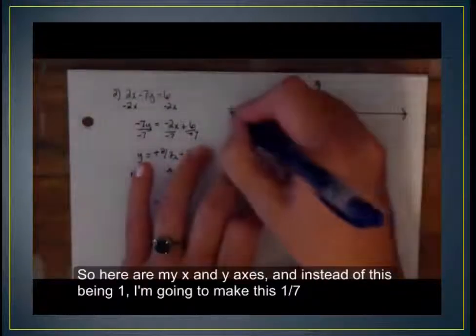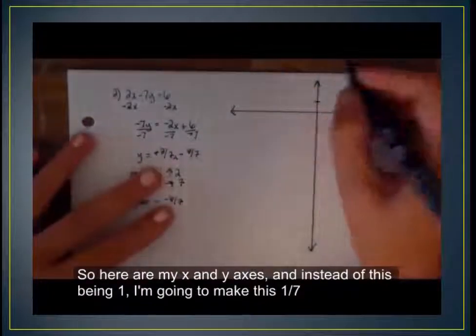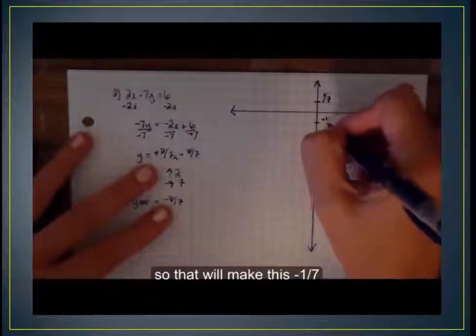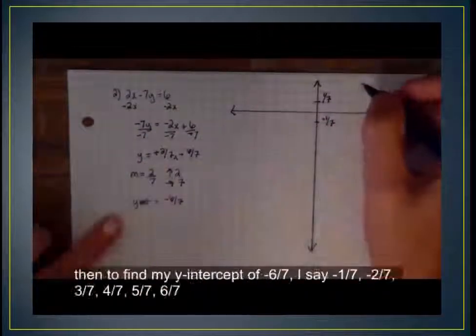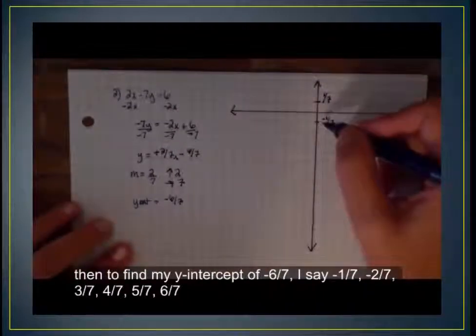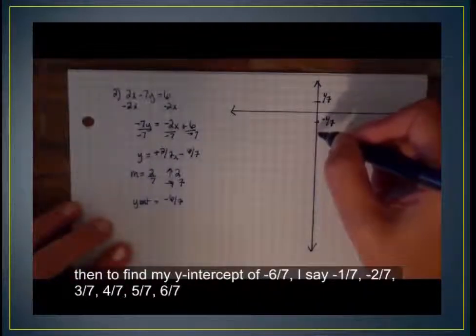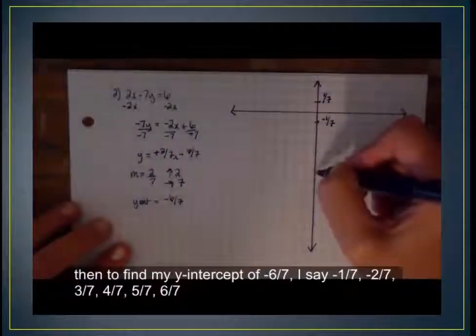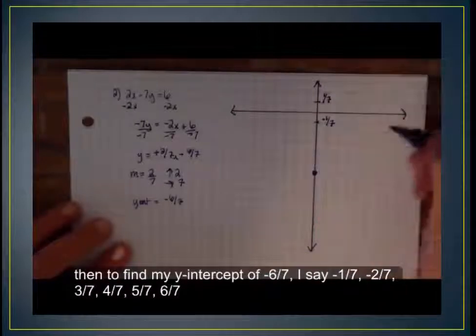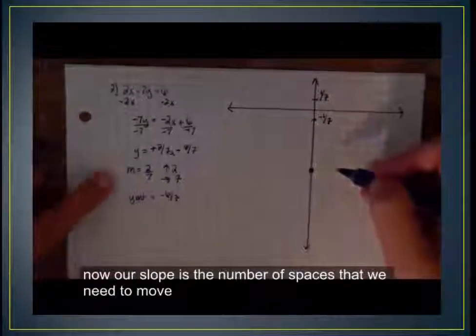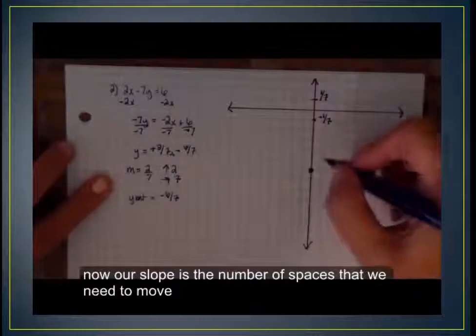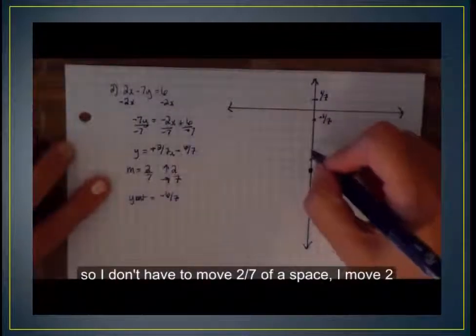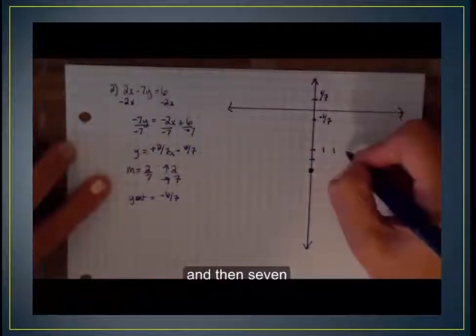So here are my x and y axes, and instead of this being 1, I'm going to make this 1/7. So that will make this negative 1/7. Then, to find my y-intercept of negative 6/7, I say, okay, negative 1/7, negative 2/7, 3/7, 4/7, 5/7, 6/7. Now, our slope is the number of spaces that we need to move. So I don't have to move 2/7 of a space. I move 2 and then 7.